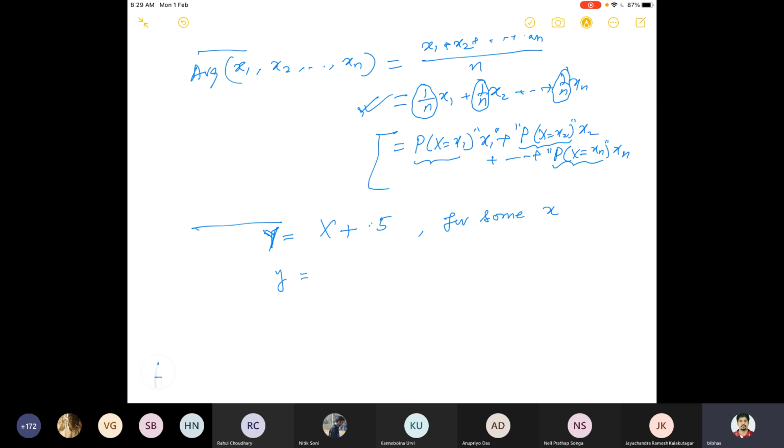So basically, this function is y equal to x plus 0.5, where the small x represents only one sample point and capital X represents the entire sample points. Because capital X represents the random variable, this capital Y represents a new random variable.